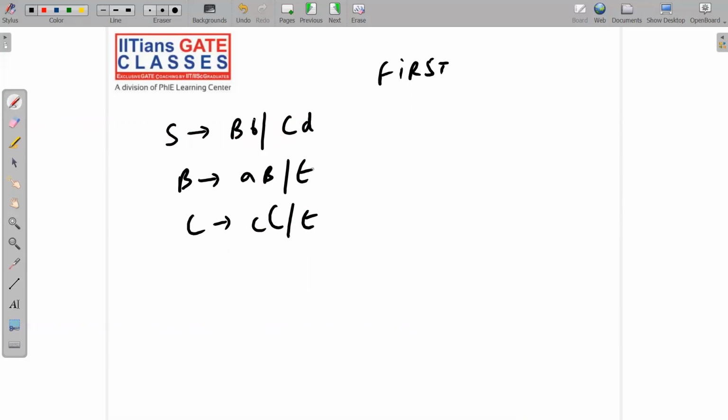So let me calculate first of B. Okay, so first of B will be what? a and null. That is very, very obvious because see here in the right hand side we have a terminal symbol. So first of LHS will be that terminal symbol only. So this will be a and obviously null. I'm not repeating again and again. Video will be lengthy and it will create problem for you as well as for me. So let me keep the thing short. First of C will be c and null.